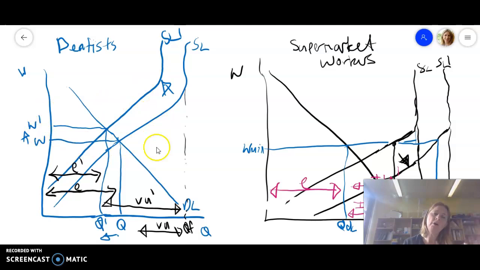And then let's have a look at what happens to the market. If there's no minimum wage, market forces can occur. This is the equilibrium to start with, W and Q.